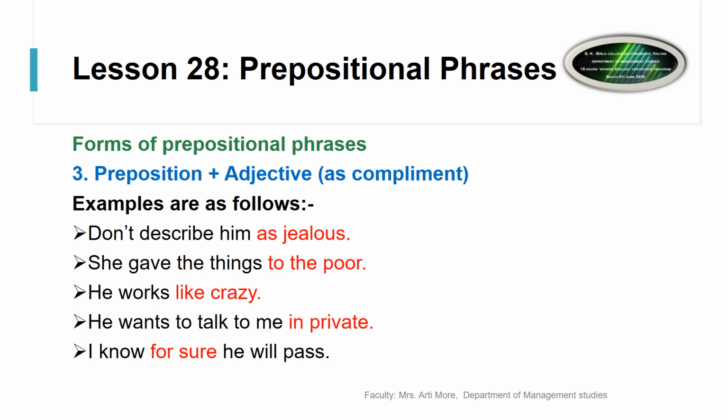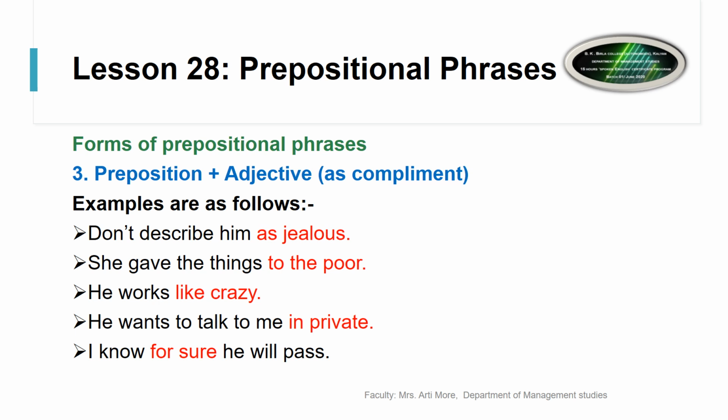Now let's look at the third form of prepositional phrase. That is preposition plus adjective as complement. So whenever you find words like jealous, poor, crazy, private, sure, these are adjectives. So just look at a few examples. First, don't describe him as jealous. As is a preposition and jealous is an adjective. So as jealous is a prepositional phrase.